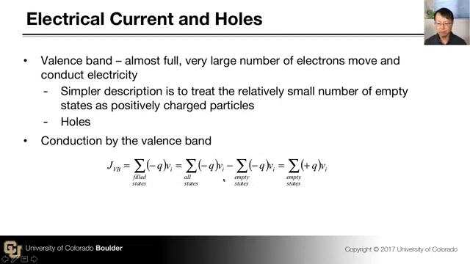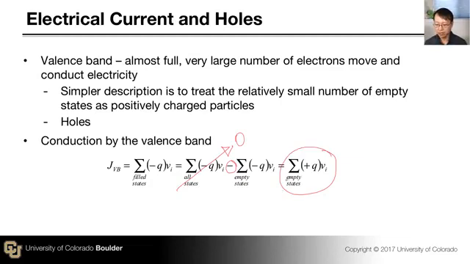Now, the summation over all states, this is the conductivity of a full band. And as I said, if the band is completely full, electrons cannot move. There are no empty states that electrons can move to. So this first term here will be 0, and you're left with only this last term here. Now, because there is a negative sign here, the sign in front of your Q changed to a positive sign. So this is an expression for a charge carrier that carries a positive charge.